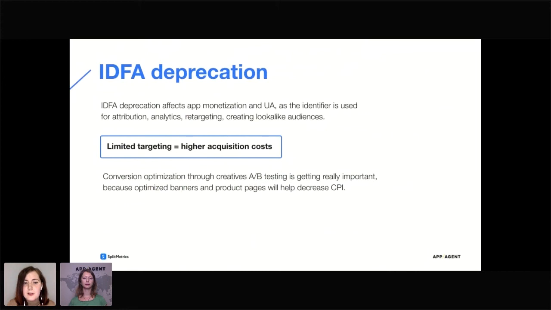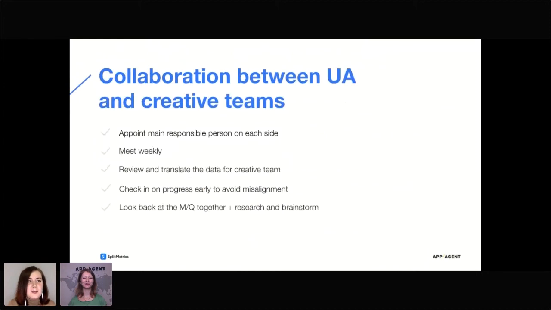You see, banners optimized for a specific audience will attract that audience, while the rest will just ignore your ad. Then you increase your chances of attracting the needed users to the App Store, and if your App Store creatives are properly optimized too, the audience will be more likely to tap Get. So more installs and lower CPI. So A/B test your App Store page creatives and your UI creatives and banners, and then you might survive this post-IDFA world. Let's move on to collaboration between UA and creative teams.